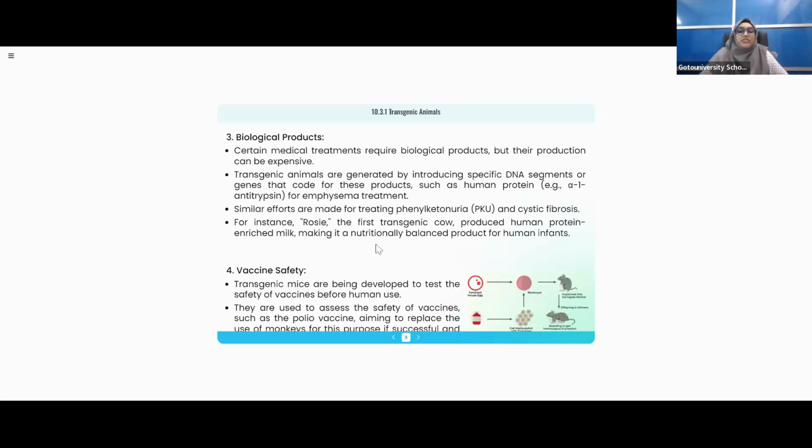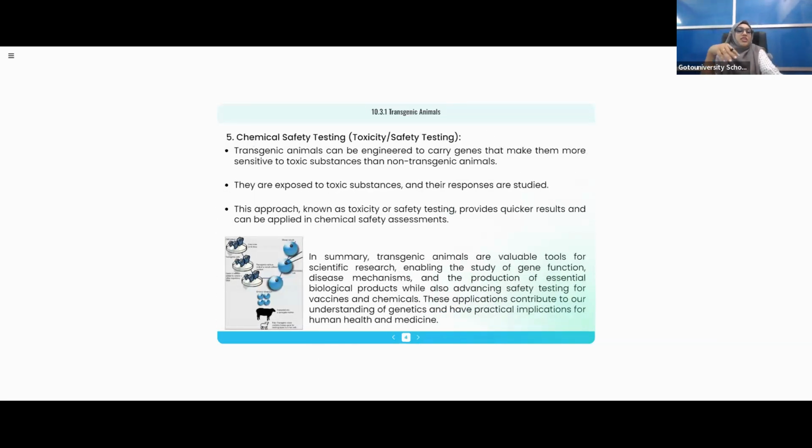In this, you have seen many diseases: a human protein, alpha-1 antitrypsin, then phenylketonuria and cystic fibrosis. These three diseases we discussed. Then we studied the first transgenic cow, Rosie. Rosie's milk was very good for human infants, human babies. Then for vaccine safety, before giving a vaccine to a human, it is tested on these transgenic animals. The polio vaccine is the example given here. The last point we studied is chemical safety. First the body is made sensitive to the toxic substance. Then they are exposed to the toxic substance so that the responses are studied very soon. We can see a very rapid result. Is it clear?